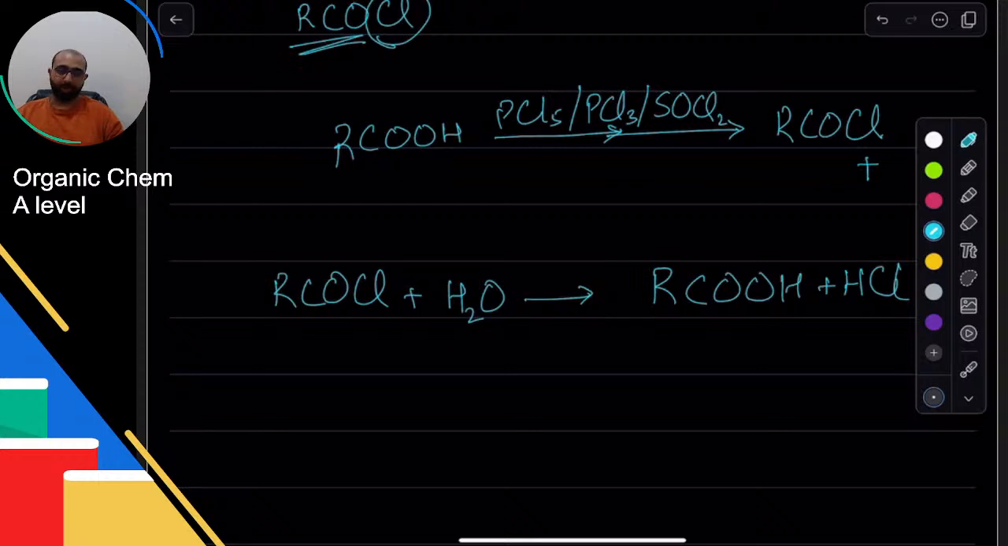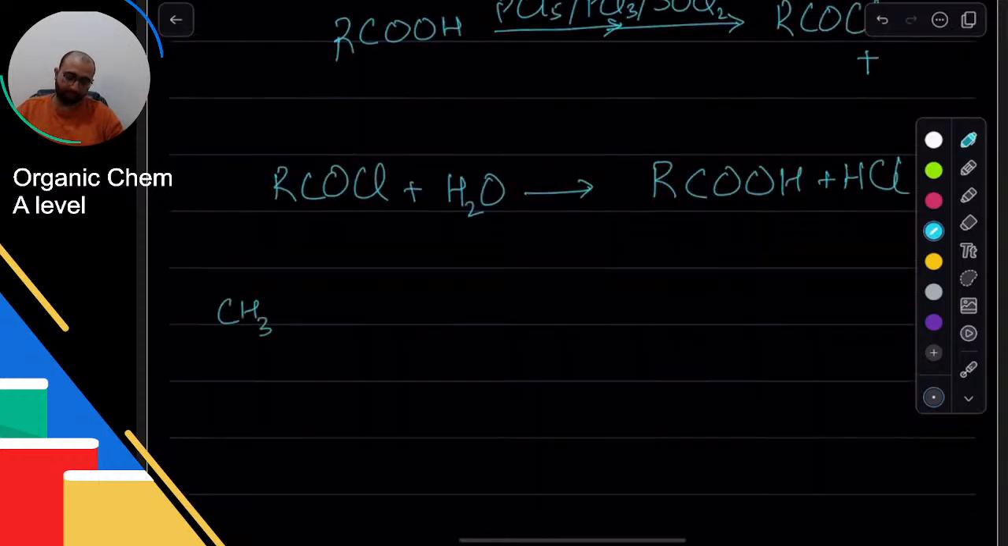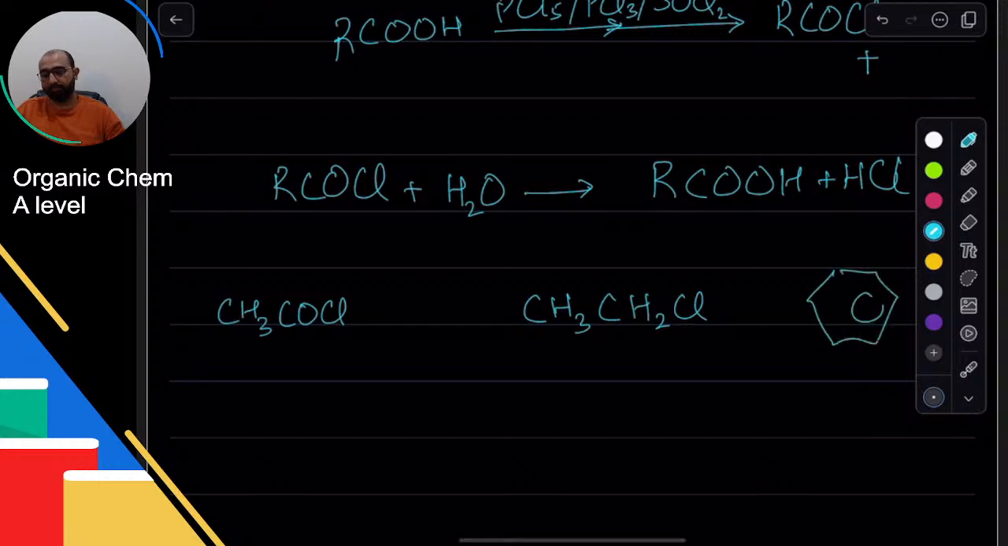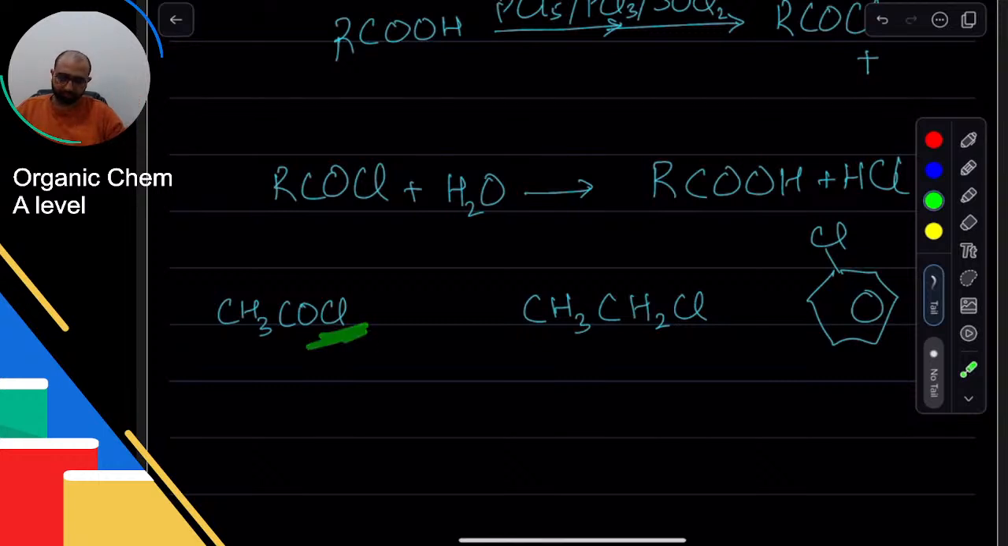Now, what about reactivity? If I have CH3COCl, or I have simply CH3CH2Cl, or I have the benzene ring attached to Cl. Which one is more reactive, which one is less reactive? So in terms of water, it depends on where chlorine is easier to pull out from. Turns out here chlorine is really looking forward to just going away. So this is most reactive. Here, not so much. Here, the least, chlorine is least interested in going away.